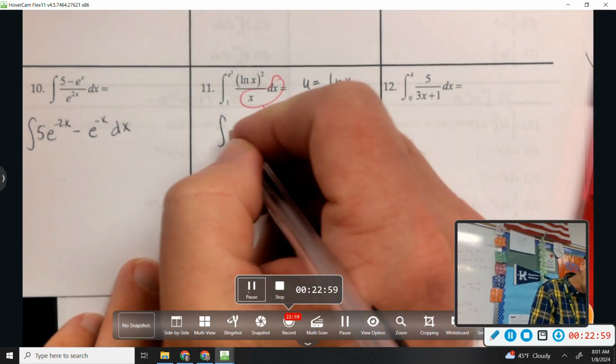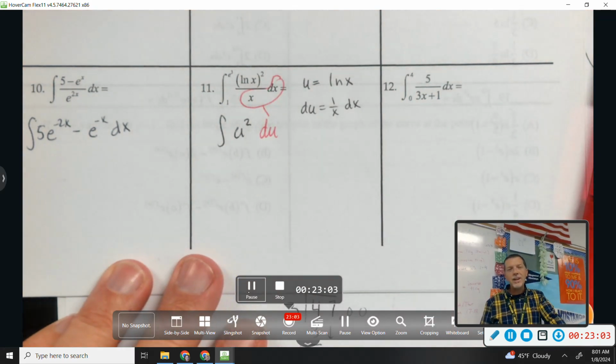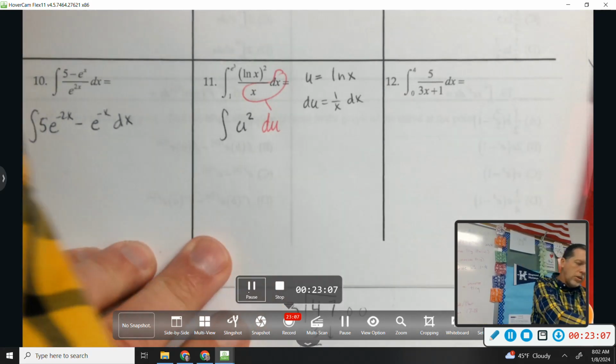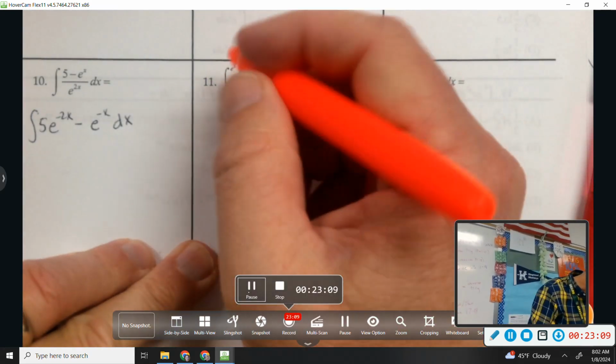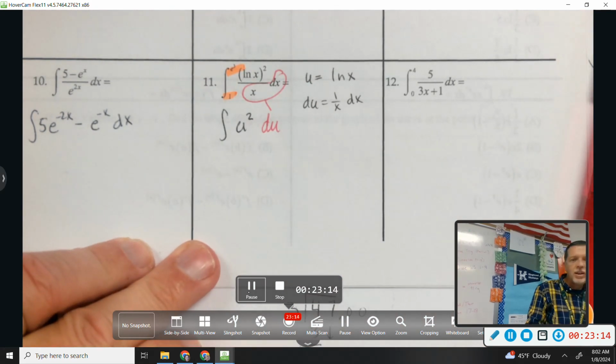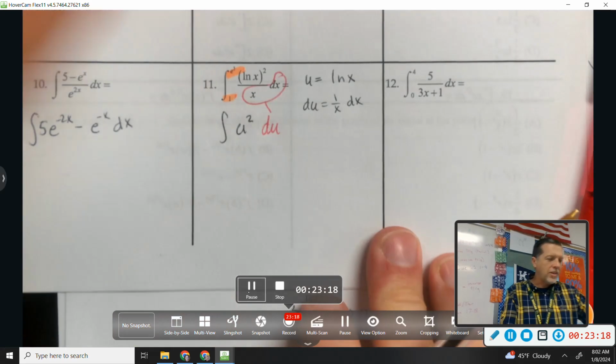Natural log was u, so this looked like a natural log problem, but really it's just a power rule problem. Although, good question on number 11, because I need to change those. I've got to change my limits to be u limits. Right now they're x limits.